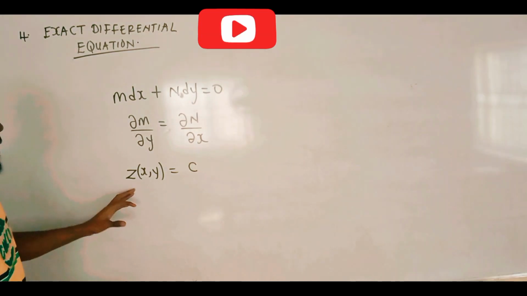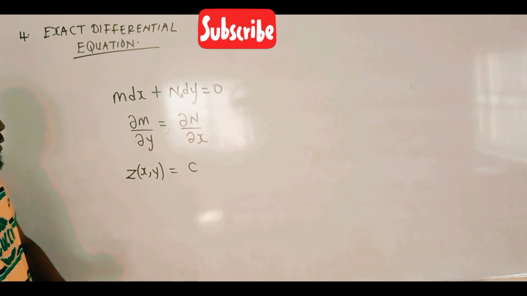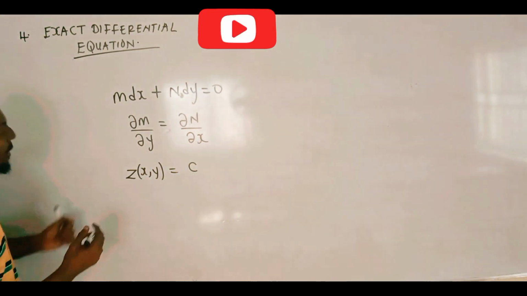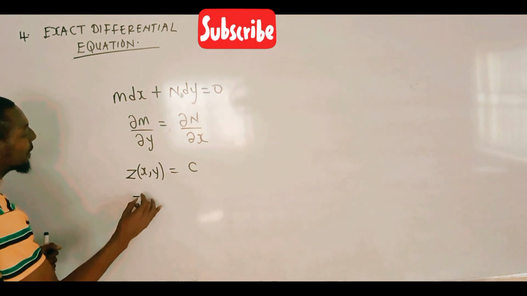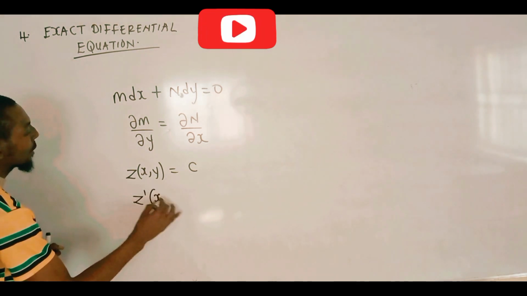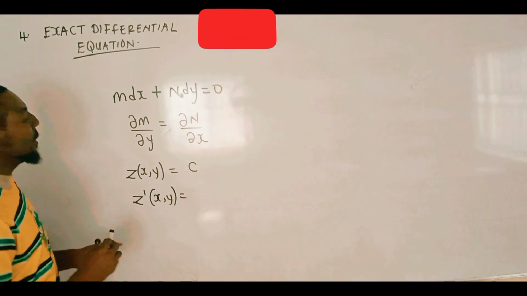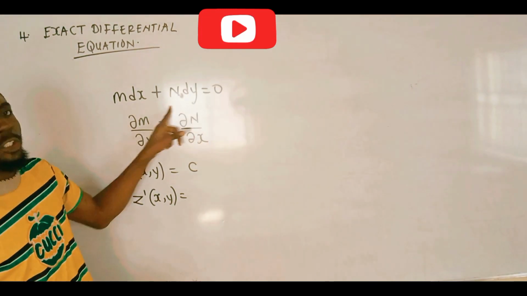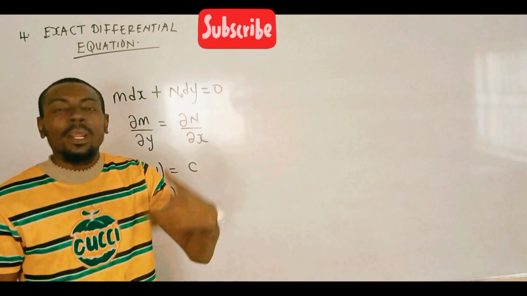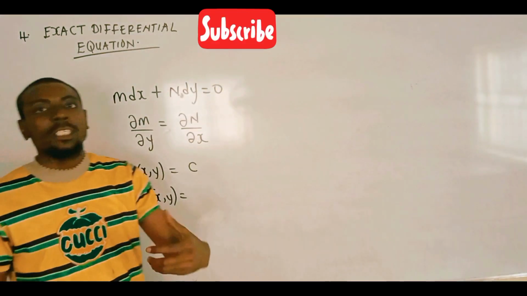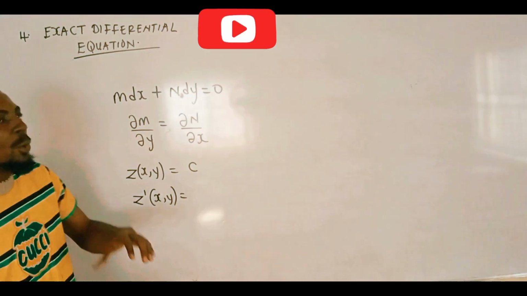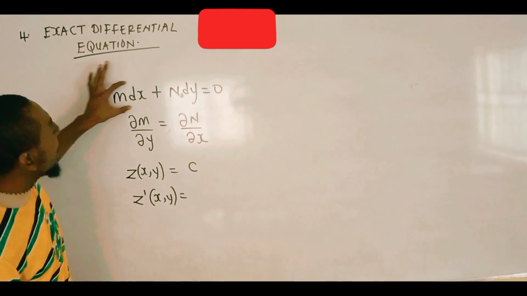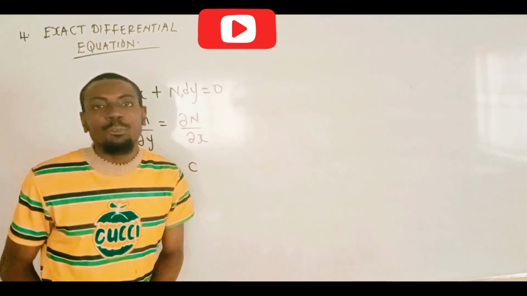So this is representing an implicit function, and of course the method of differentiating an implicit function, we can differentiate both sides. We have z prime of x comma y. Or before then, it will interest me to let you know that the solution to this exact equation is actually that particular implicit function from which the exact equation is formed. So this equation actually is formed from an implicit function.